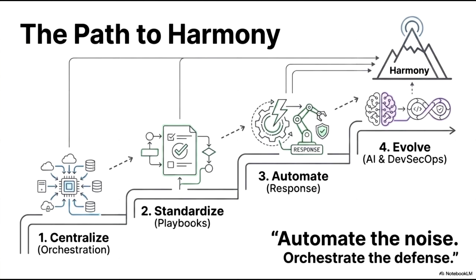By automating our responses to common alerts, we can mitigate threats at machine speed, effectively removing the noise that often overwhelms security teams. The final stage of this journey is to evolve. Through the integration of AI and DevSecOps, we establish a cycle of continuous improvement where security is embedded into every layer of our development and operations. This progression leads us to the ultimate goal of harmony, a proactive and resilient security posture. As we move forward, our strategy remains clear: automate the noise and orchestrate the defense.